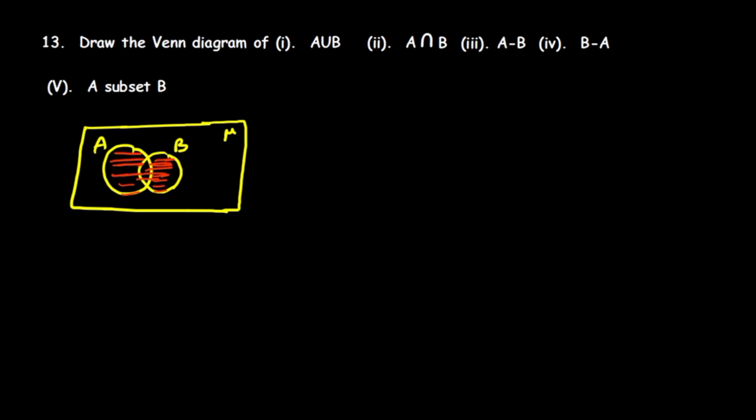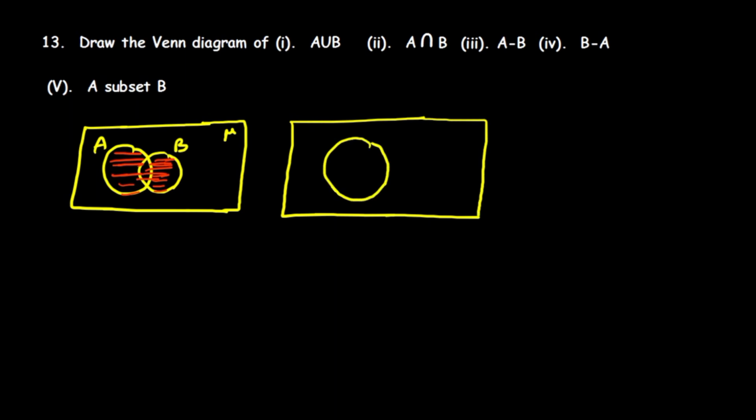The next one, A intersection B. So first of all we should draw the two sets A and B, and here it is mu. Intersection means common element. So what is common in both? This part, only this part we can shade now.